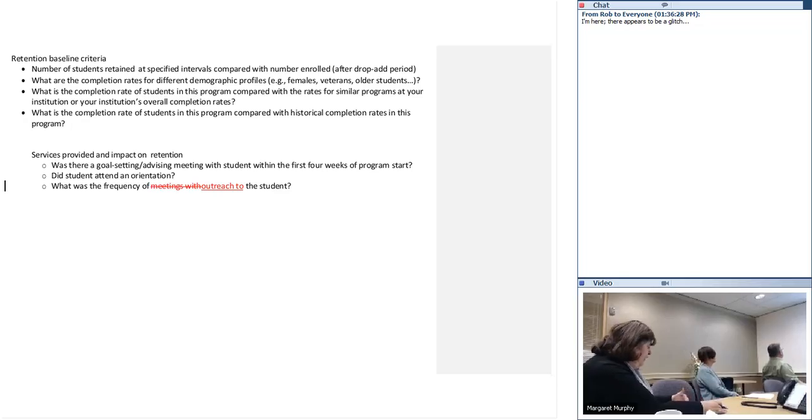Then we want to move on to the services provided and impact on retention, and that's where we got some comments and some feedback. So the first one, was there a goal-setting, advising meeting with the student within the first 4 weeks of program start? That was fine. Did they attend an orientation? It's not crossed out up there, but actually that was suggested to maybe not include.